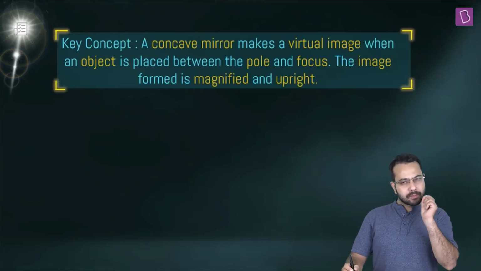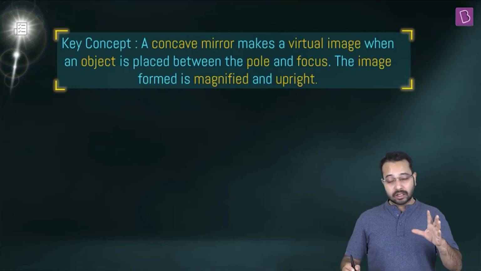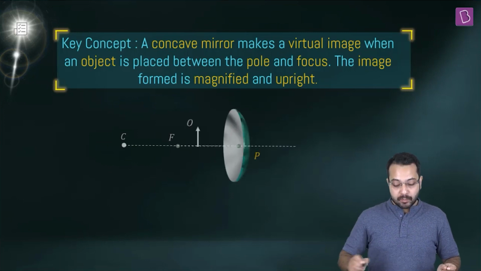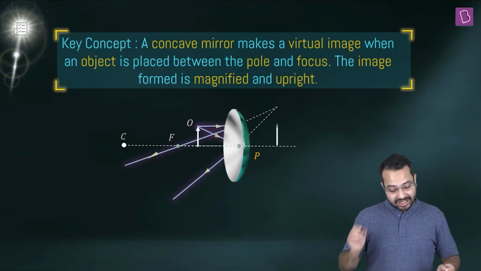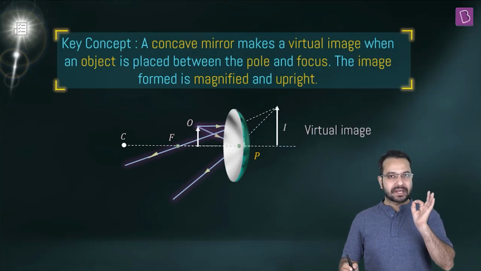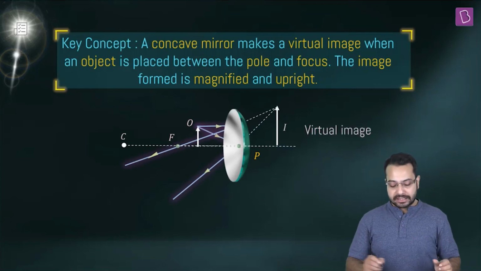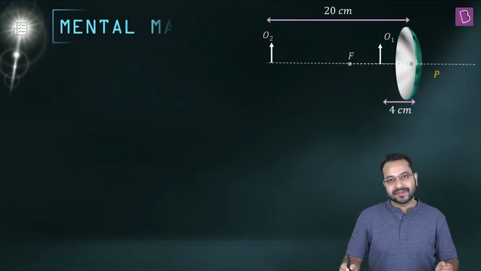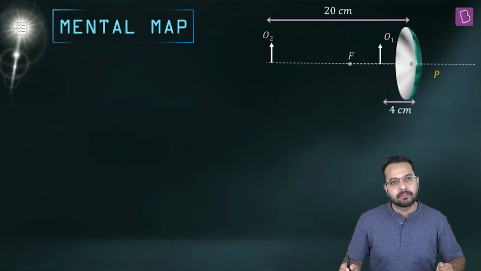So we should remember the key concept here, and a concave mirror is involved as well. A concave mirror makes a virtual image when an object is placed between focus and pole. The image formed is magnified and upright. This is the key concept involved. And now we can proceed with solving this question. Since there are a certain number of steps involved here, making a mental map is going to be a fun idea to solve the problem.